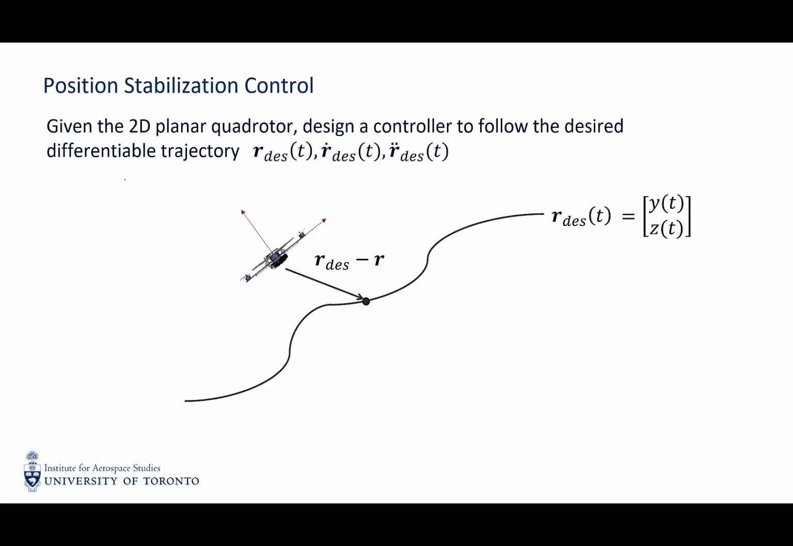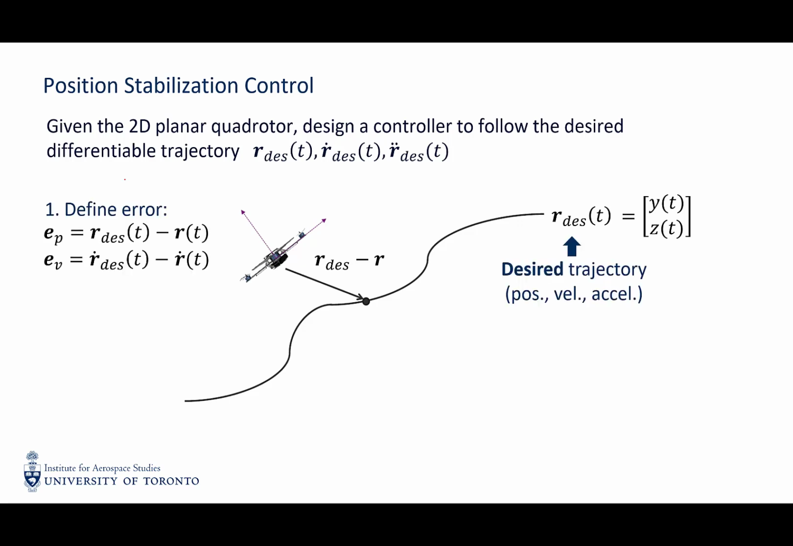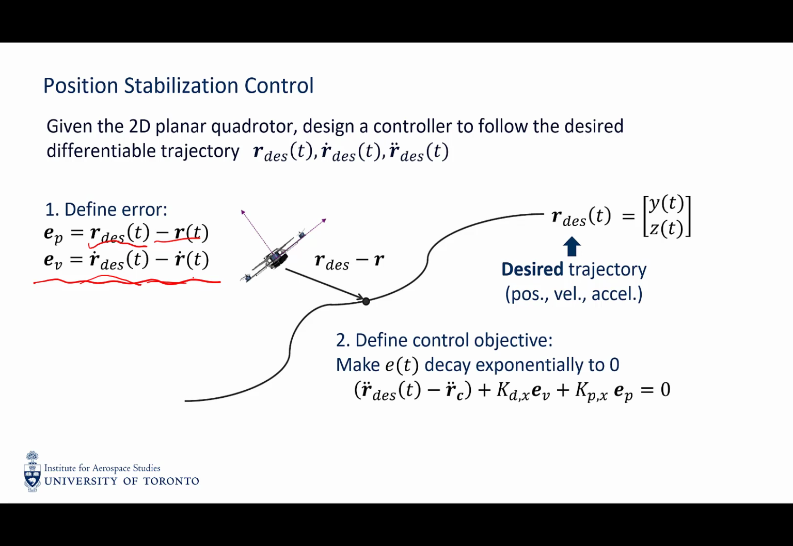So then how do we implement a position stabilization control on a quadrotor? The first thing we do is define an error, right? The error in terms of position and velocity, by using the desired state minus the current state, and also the desired velocity minus the current velocity. And we want to design a system such that, similar to PID, those tracking errors go to 0 as time goes to infinity.